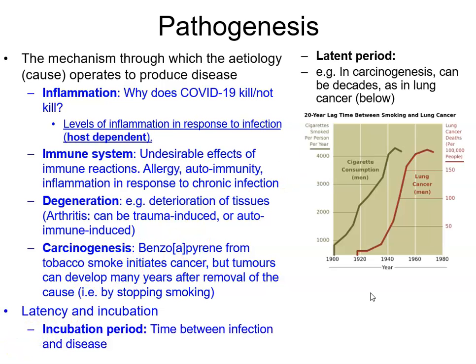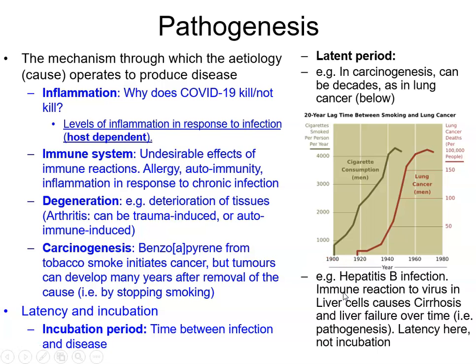In contrast, a latent period is the time from maybe initial insult, so in terms of lung cancer, cigarette consumption. What we can see is cigarette consumption goes up. A few decades later, lung cancer goes up. So this is a latent period. You start insulting, or creating the genetic insult to the lungs, and then a couple of decades later, the cancer develops. So that would be a classic latent period.